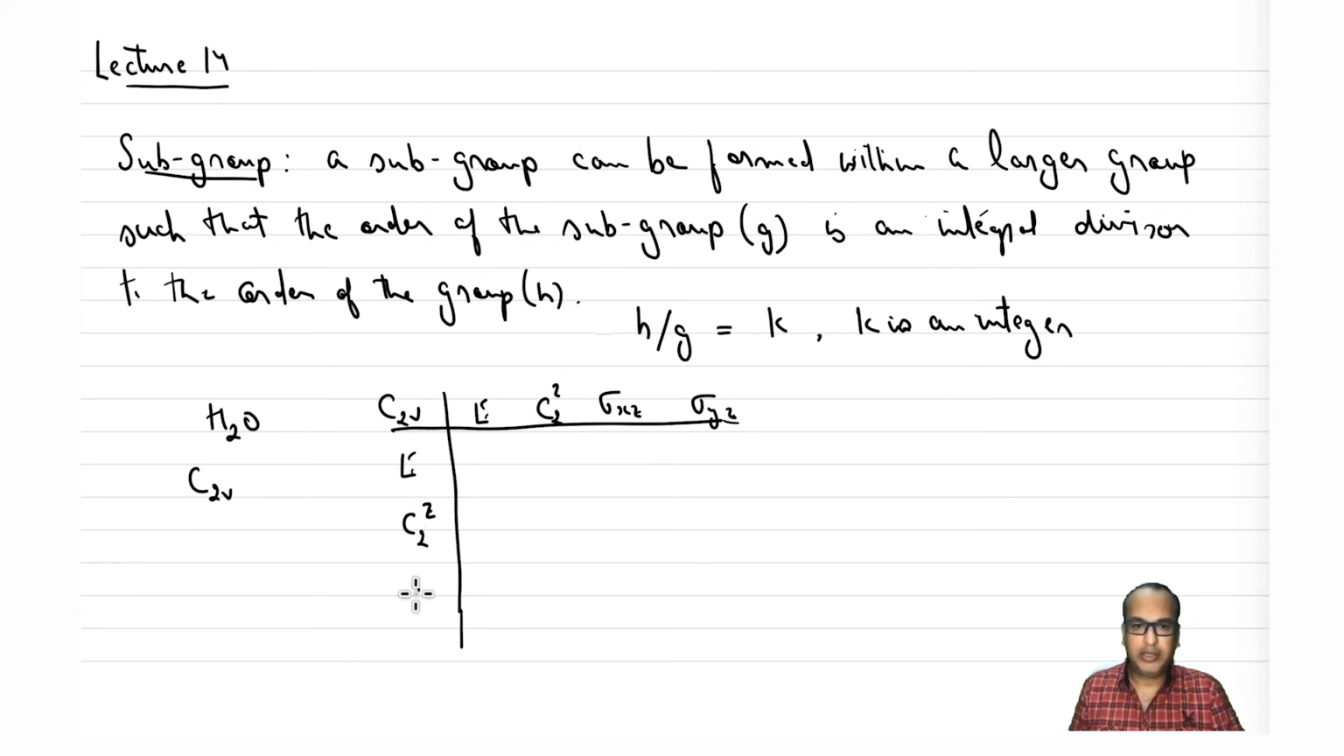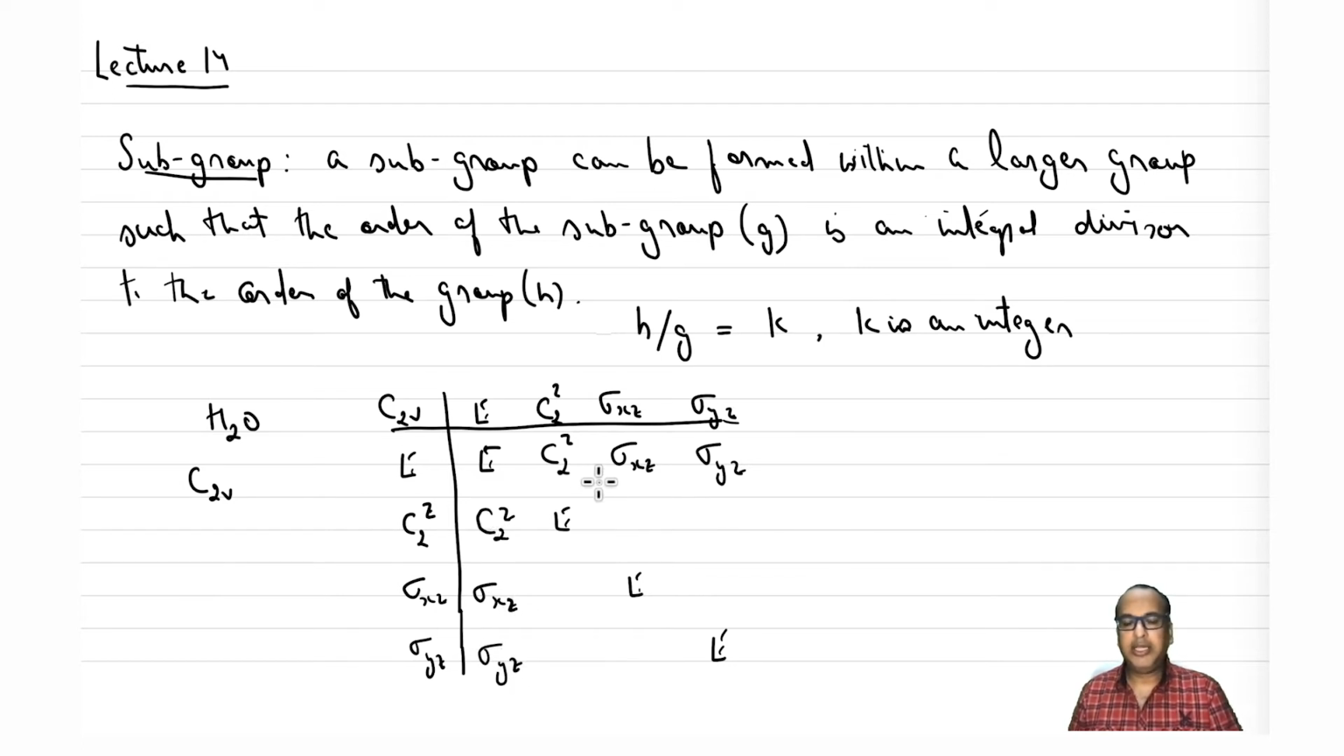So C2z, sigma xz, sigma yz, right? Let me write the easy ones first. E into E will be E, C2z into C2z will be E, sigma xz into sigma xz will be E again, sigma yz into sigma yz will be E, right? That is easy. And then the first row, E into anything will be the same. It is like multiplication with 1. Similarly here, this will also be the same.